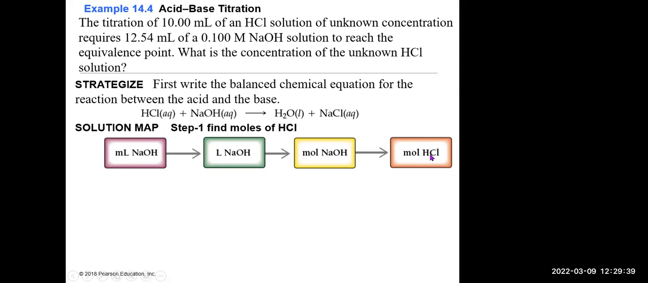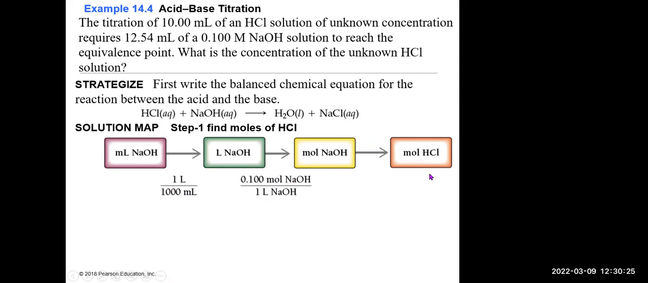So we know the 12.54 mL of NaOH. We need to use this conversion to convert from mL to L. After we get the liters, then we'll use the concentration. Remember, this concentration can always be written as a fraction whenever you see the capital M. So that becomes 0.100 mol over 1 L. So we multiply those quantities, and we see the cancellation of the L and the cancellation of the mL, and we get moles of NaOH. But we want to get the moles of HCl.